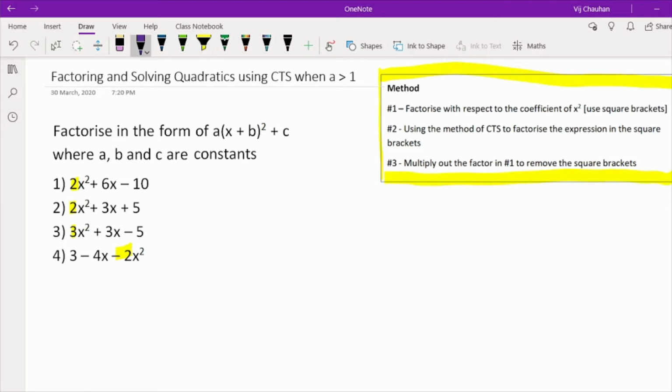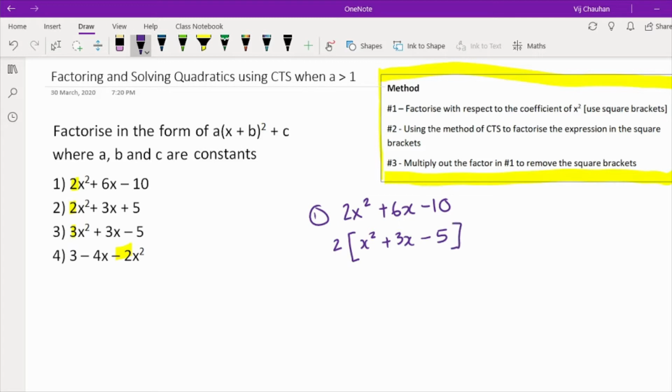So getting started then, if we look at question 1, here we have 2x squared plus 6x minus 10. Looking at step 1, what we want to do is factorise with respect to 2 using square brackets, and the use of square brackets will make sense in a sec. So here we've got 2 times x squared plus 3x minus 5.